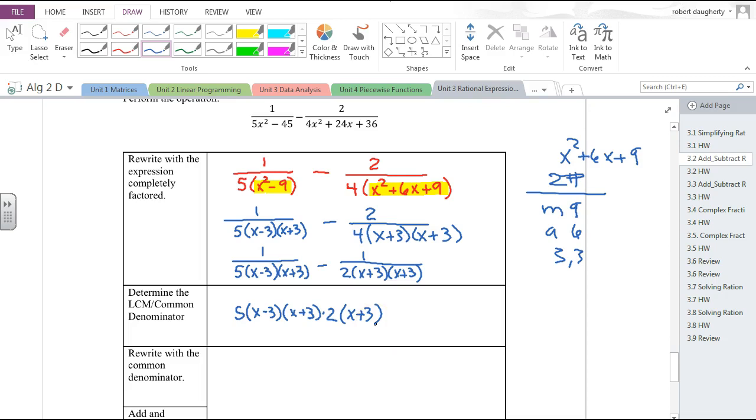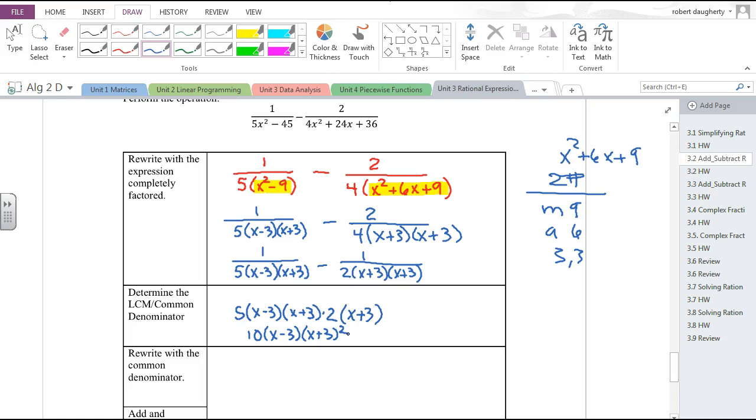So the common denominator has to represent one of everything you see here. It needs a 5, an x minus 3, and an x plus 3. It needs a 2. And it needs 2 x plus 3s. Okay? That is my common denominator. So this is what? 10 times x minus 3 times x plus 3 squared. That's my common denominator. Okay, that's a lot of work just to get to the common denominator. Do you think there are places that people make mistakes? Yeah, I mean, one little algebra mistake and you're sort of doomed in this, okay? So you got to be very careful and methodical about what you're doing.